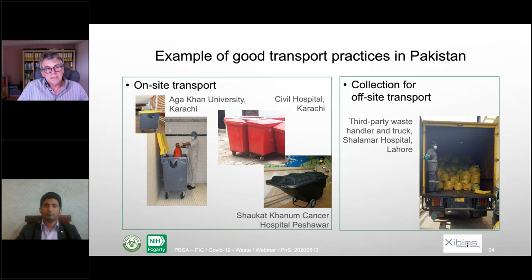These examples here are also from Pakistan for on-site transport, and in the three cases from three different institutions, you see that even if they use bags with waste, they collect them and transport them, and sometimes even store them in closed trolleys on wheels. It's very convenient. The risk of spill is extremely limited. And even if some bag leaks inside those containers, it's very easy to decontaminate and clean after use in order to be reused. So this is the kind of thing that can be put in place. Then on the right, you see a collection for offsite transport, a closed truck with enough room for the waste, and the waste handler there seems to be well protected.